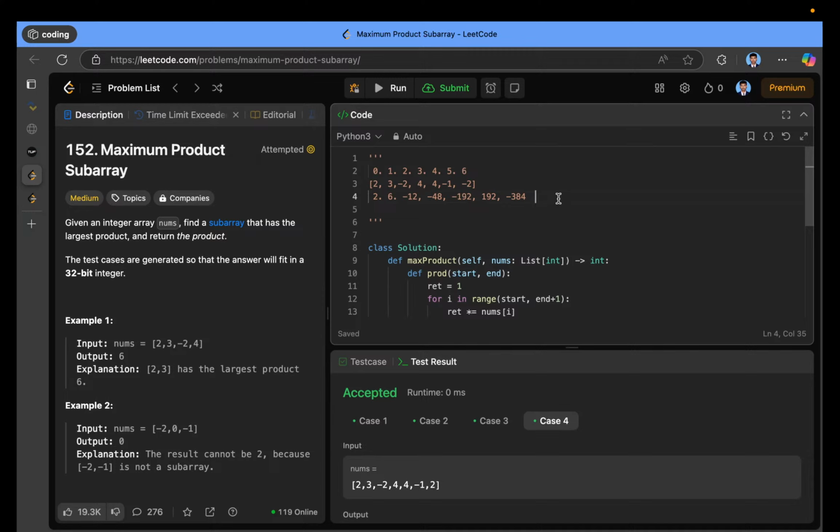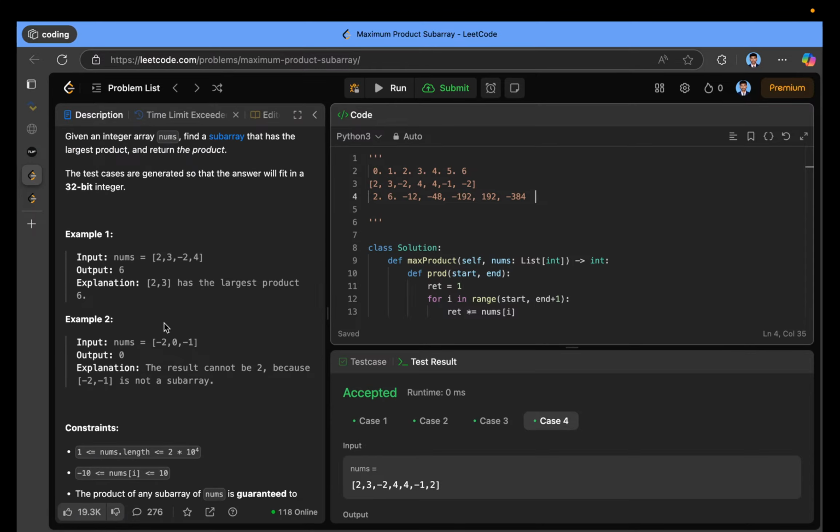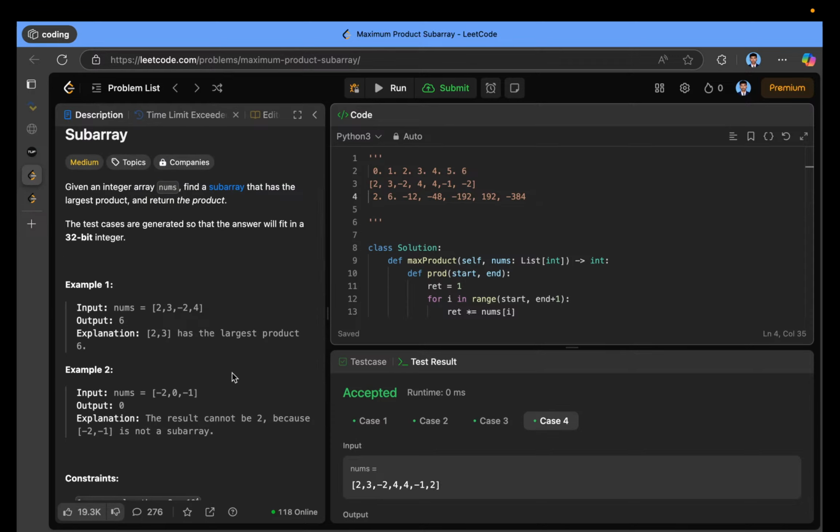I think we have invested enough time. I think now we have to see the solution, because we are not getting anywhere just watching this. 2 3 has the largest product. The result cannot be 2, because minus 2 and minus 1 are not in a subarray. Okay.